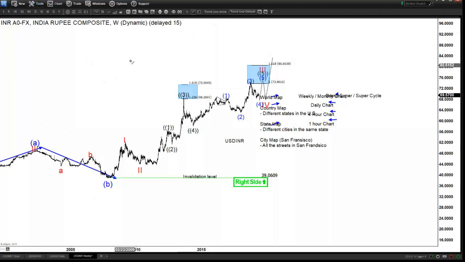Basically, once you figure this out on the weekly chart of the US dollar INR, all you are doing then is going to the daily chart, and all the labels that you see on the weekly should match with the lower time frame. But the daily will not have all this information, because the weekly chart is a broader view. The daily chart is going to focus more on the last move.